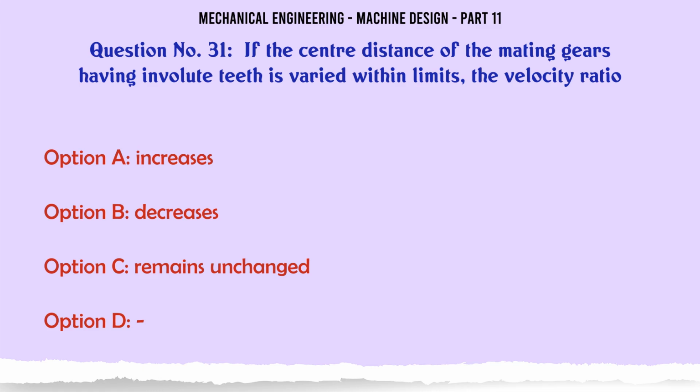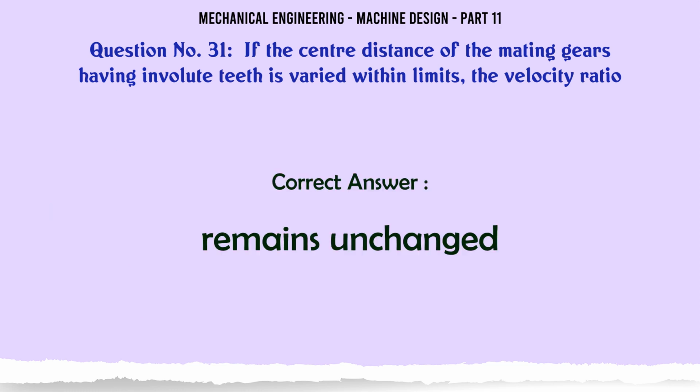If the center distance of the mating gears having involute teeth is varied within limits, the velocity ratio: A. increases, B. decreases, C. remains unchanged, D. The correct answer is remains unchanged.